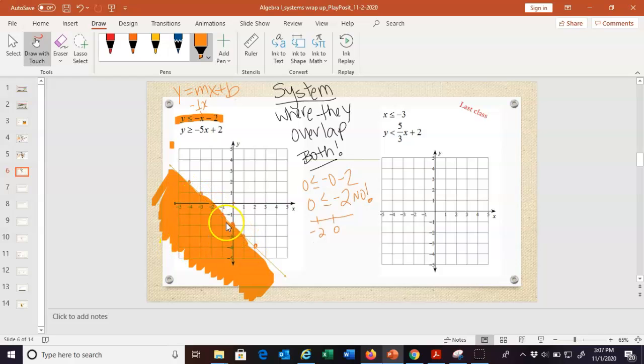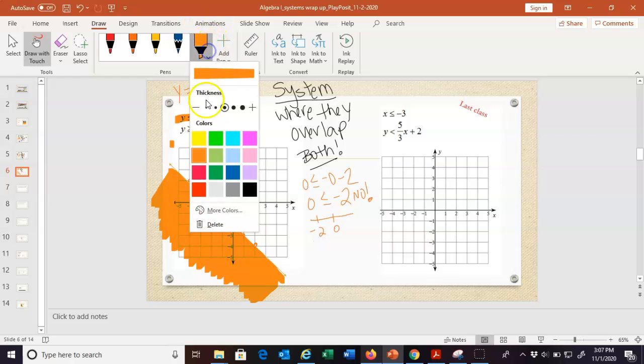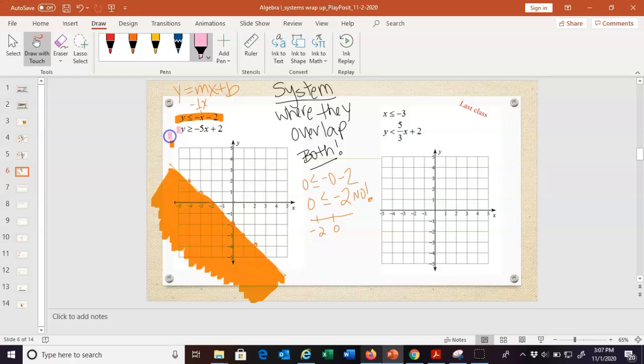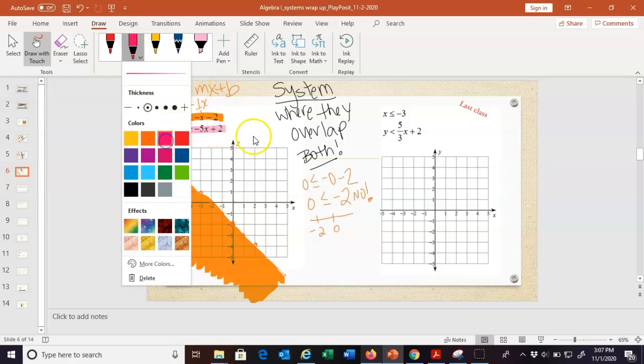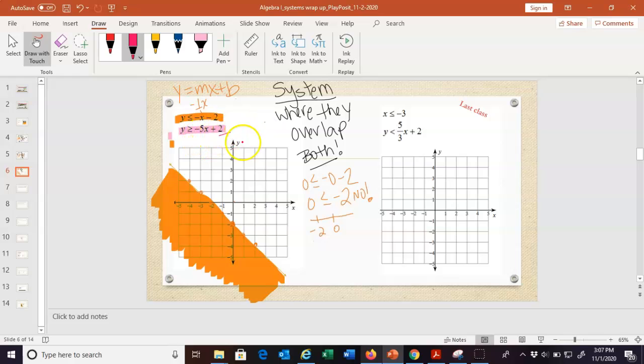So normally we would be done, right? Because we just graphed one inequality and shaded. But this is a system, so let's graph the second one. We'll do pink. All right, so our pink line, the y-intercept is a +2, and the slope is -5 over 1.